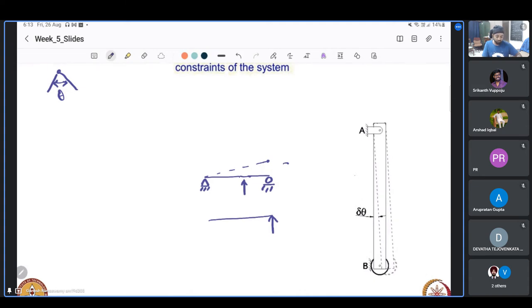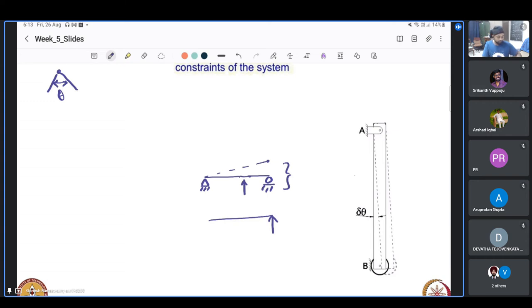So this is not a case of consistent virtual displacement, which we are supposed to give. That is, the displacements that we introduce into the system should respect the constraints that are there, and it should not lose contact with anything because of the fact that we have introduced the virtual displacement. This is something to be seen.